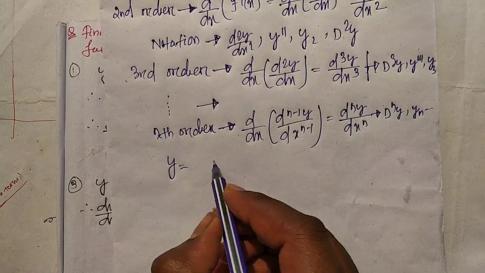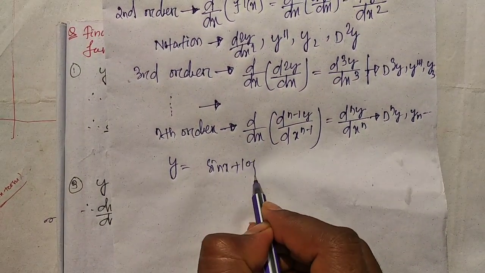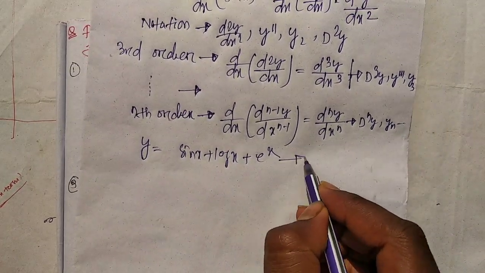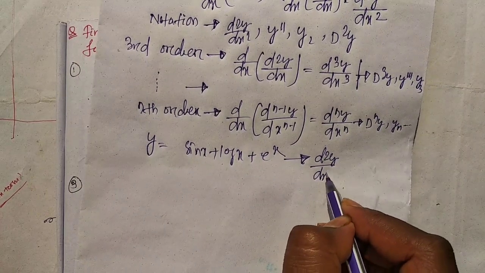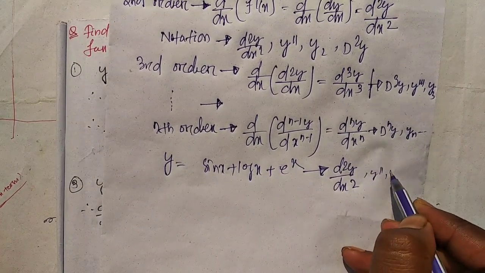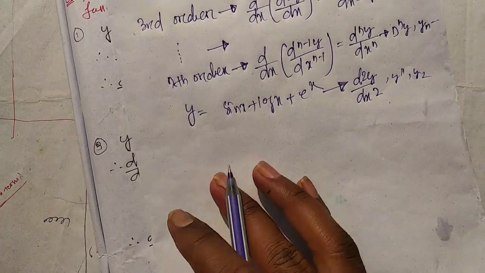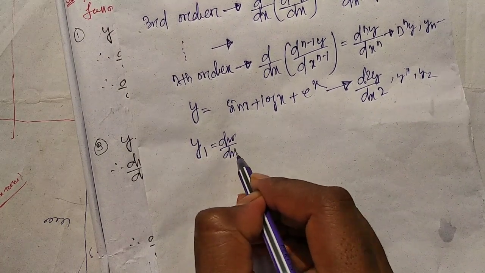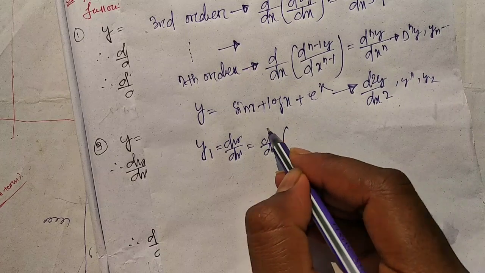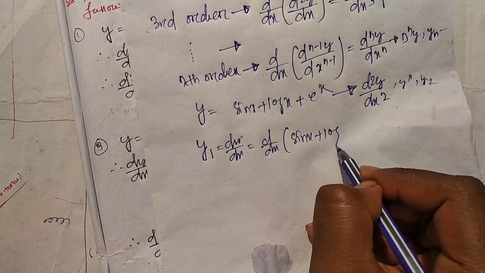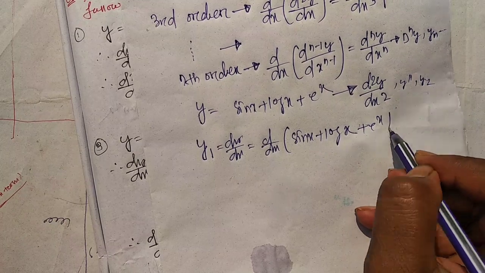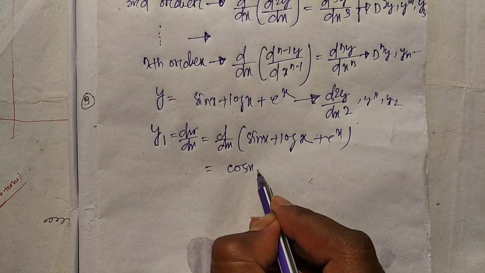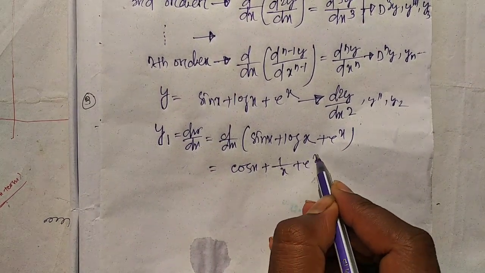Let's say y is given as sin x plus log x plus e to the power x. Find its second order derivative, that is d square y by dx square or y double dash or y2. So these are the notations. So in order to find y dash or dy by dx, what we have to do is just differentiate the given function first. That is sin x plus log x plus e to the power x. Getting? Then this will be equal to cos x plus 1 by x plus e to the power x.